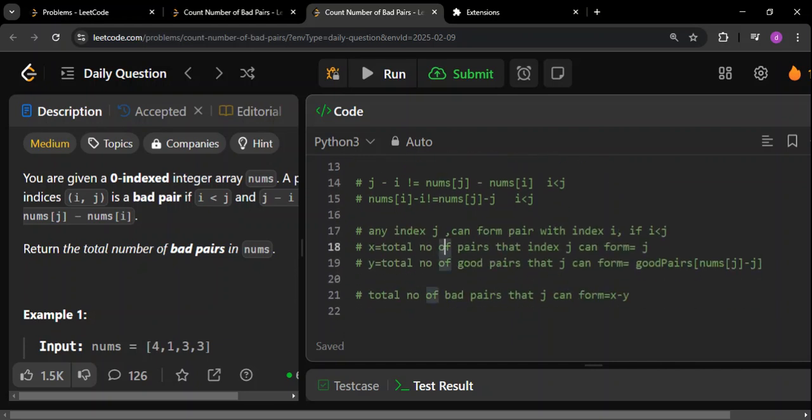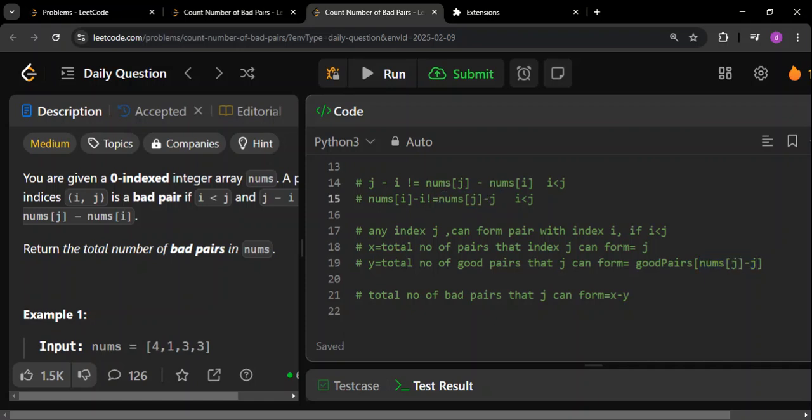See, first of all, we are calculating the total number of pairs that j can form. Then we are calculating the total number of good pairs that j can form. To calculate this part, we are taking help of a dictionary, a hash map. We are passing this particular value as the key. What is this value and where is it coming from? It is coming from this part.